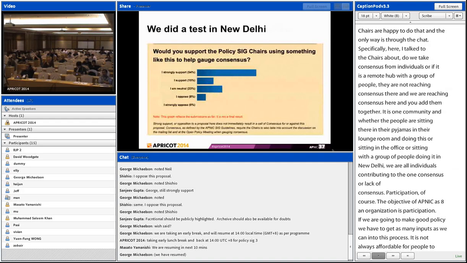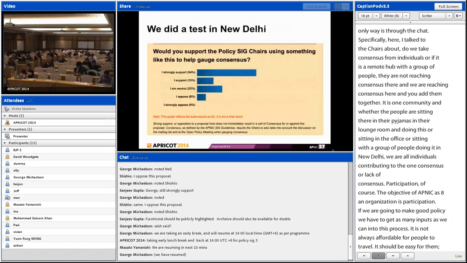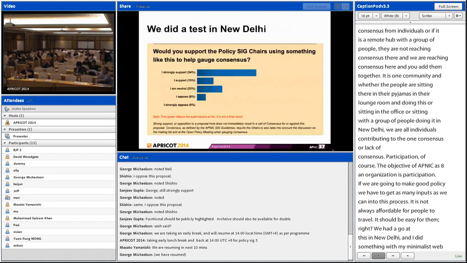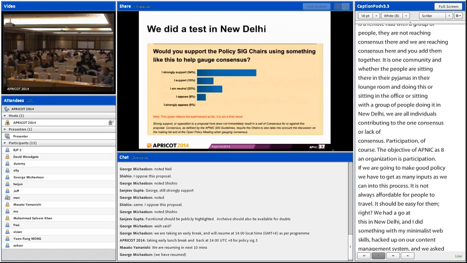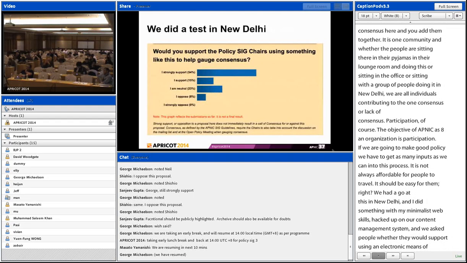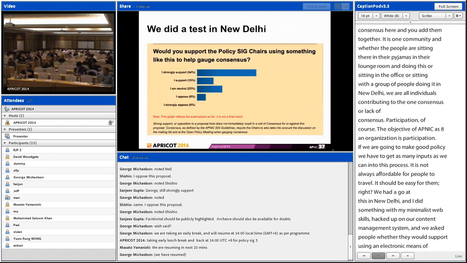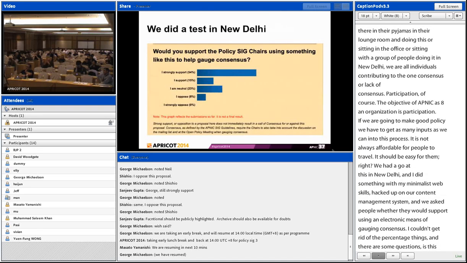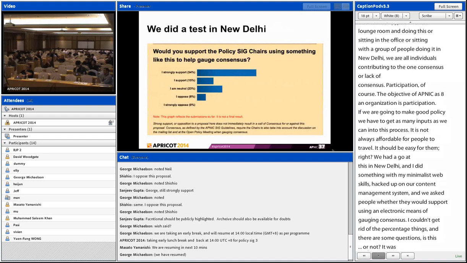So we had a go at this in New Delhi, and this was something with my minimalist web skills hacked up on our content management system, and we asked people whether they would support using an electronic means of gauging consensus. I couldn't actually get rid of the percentage things, and there's some questions, you know, well, is this a vote or not? It was pretty strong support, right? There were a fairly big chunk of people who were neutral about it. There weren't many people who had strong objections.